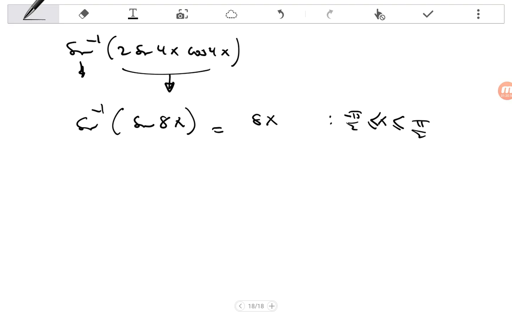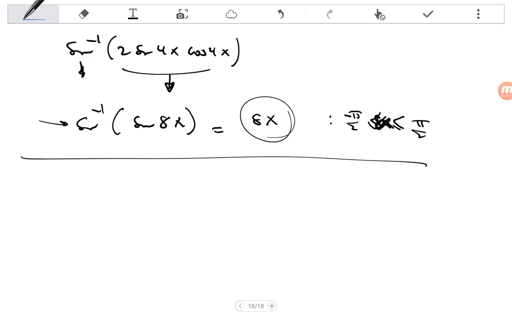sine only. But if I move outside the restricted domain, I will have a modified version of that expression, such that the output will be always from negative pi over 2 to pi over 2. That 8x is from.